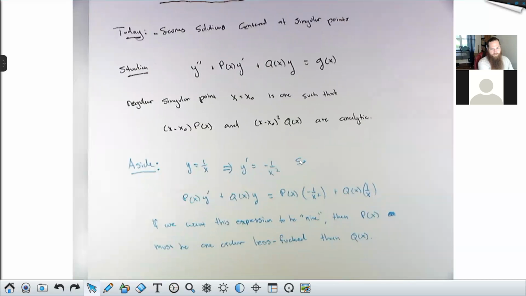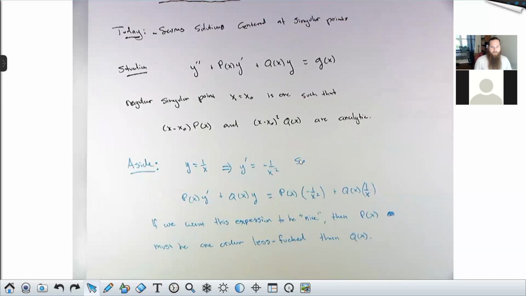I know this is not at all formal, but I'm just trying to help you see what's going on. So if your solution function has an issue at 0, say, and P and Q both have issues at 0, then in order for this expression to be no worse than this expression, P's problem at 0 has to be kind of one order less than Q's problem at 0. That's the very basic idea of what's going on. So in order to call a point a regular singular point, I need to know that the problem here is at most of order 1, and the problem here is at most of order 2.